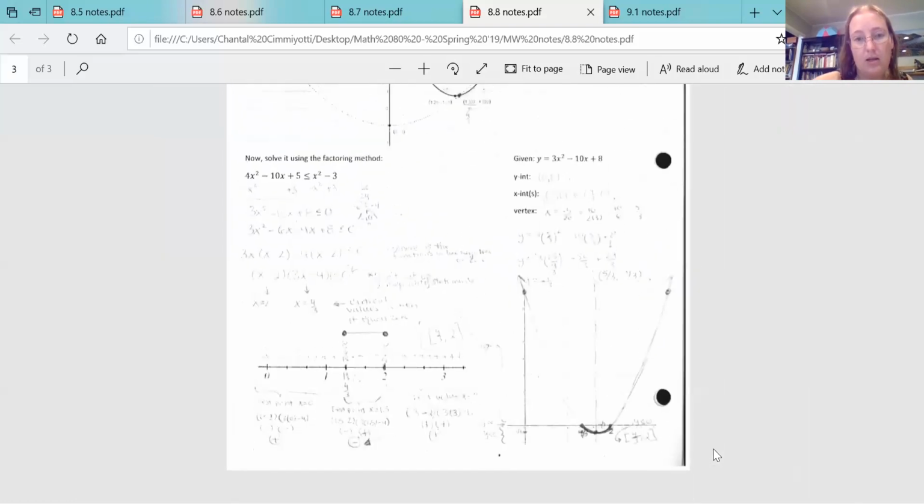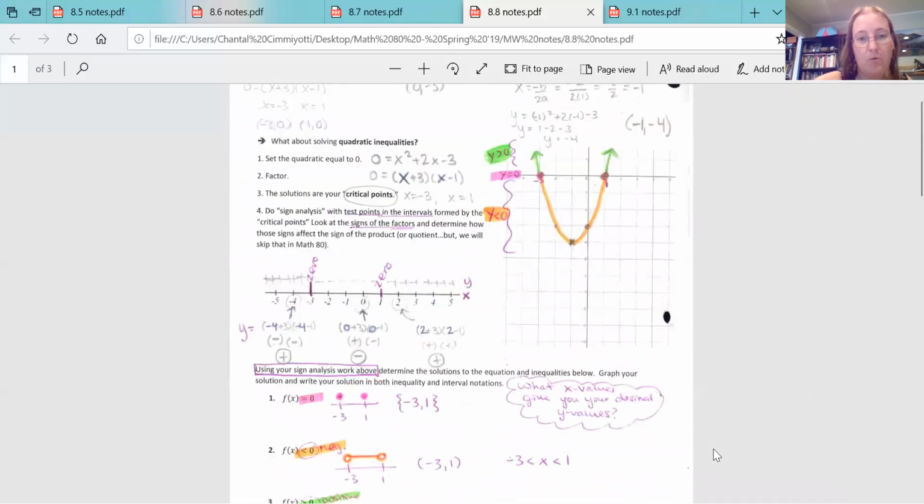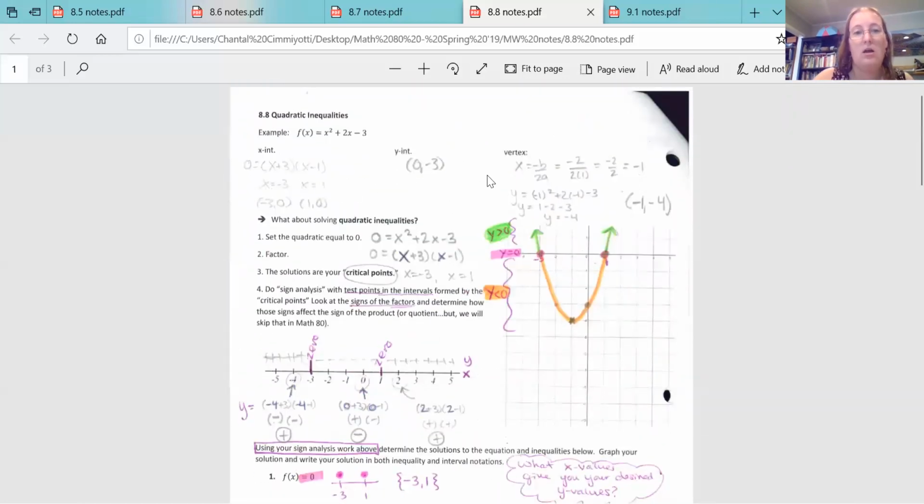All right, so that is it for 8.8 on quadratic inequalities. Here are the main directions. The important part is critical points, testing the signs of points on either side and in between any zeros that you have. And if it's less than 0, you're looking for where it's negative. If it's greater than 0, you're looking for where it's positive.